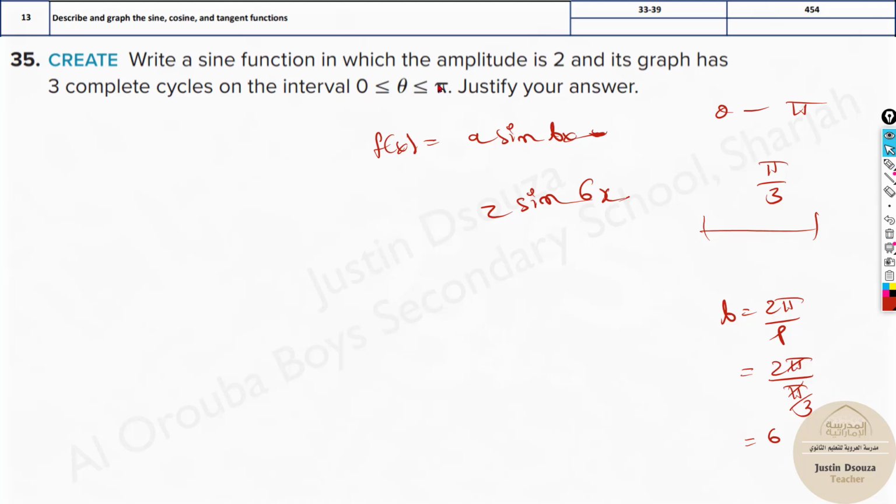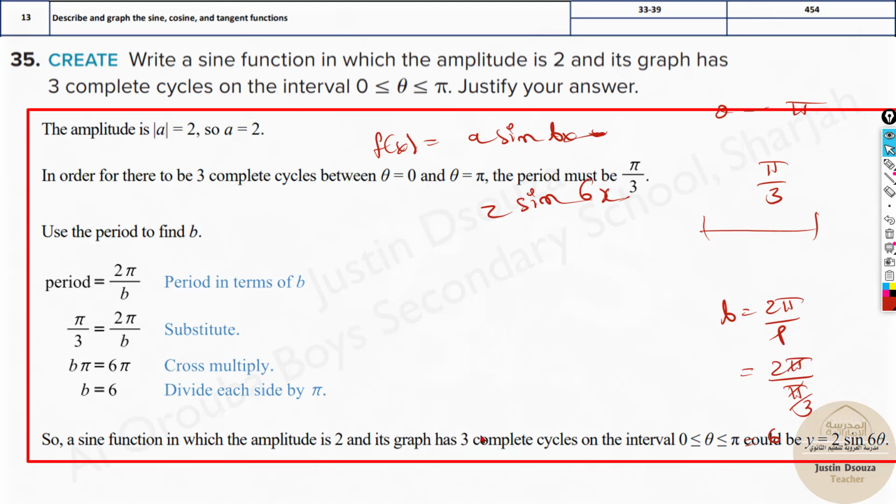Now, if you want to justify your answer, from 0 to pi there are 3 complete cycles, therefore the period will be pi divided by 3. From the period we can find the b value and then just write it out. Okay, this is the answer. Now here they have written in theta. Whatever, 2 sine 6x is correct, but since they have clearly mentioned it's in theta, we write 6 theta. That's the only thing. I've not written it in detail, I've just done it directly. It's very simple. Once you understand the basics, you can easily solve it.